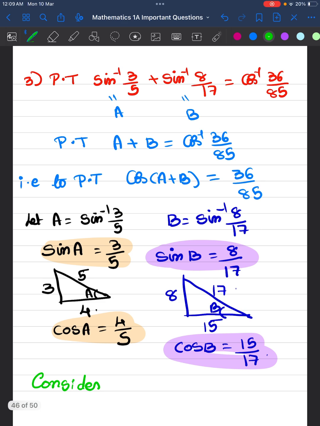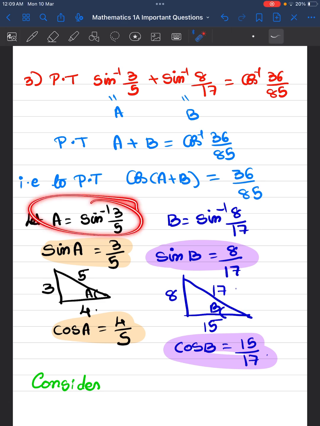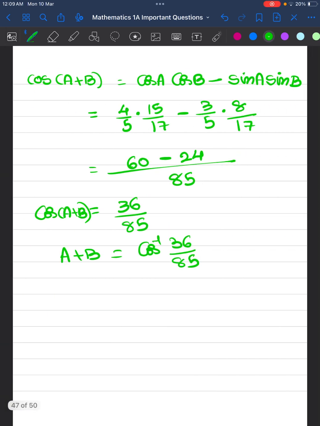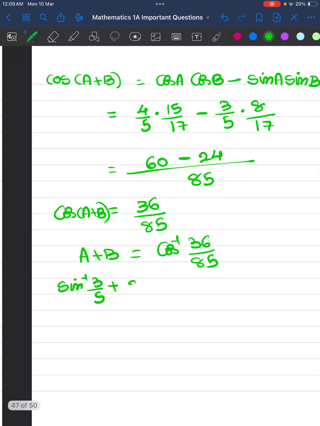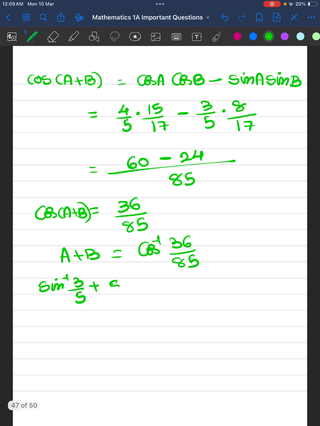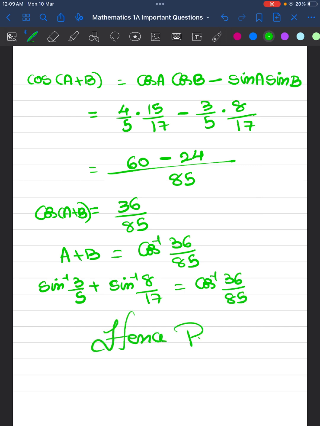A we can replace with sin inverse. Here we have already taken the A value as sin inverse 3 by 5, and the B value as sin inverse 8 by 17. So this will become sin inverse 3 by 5 plus sin inverse 8 by 17, which is equal to cos inverse 36 by 85. Hence the problem is proved.